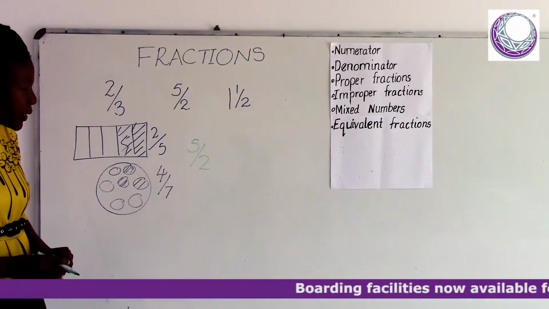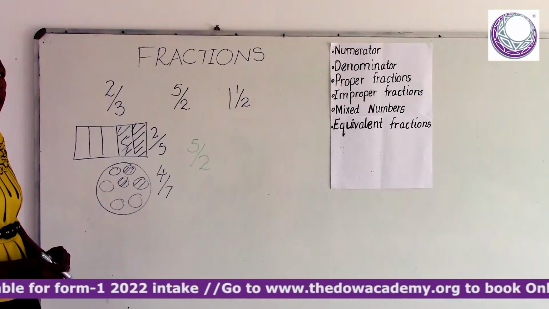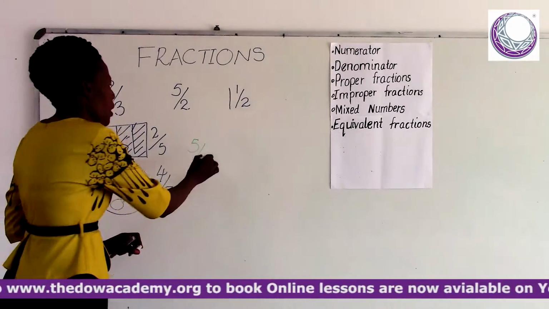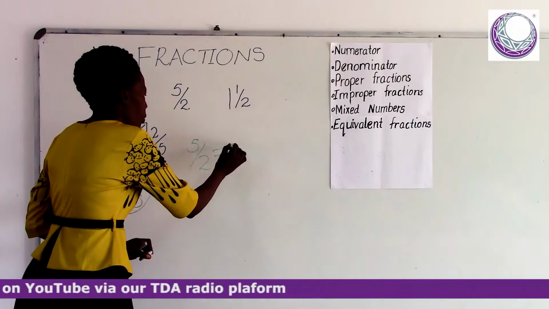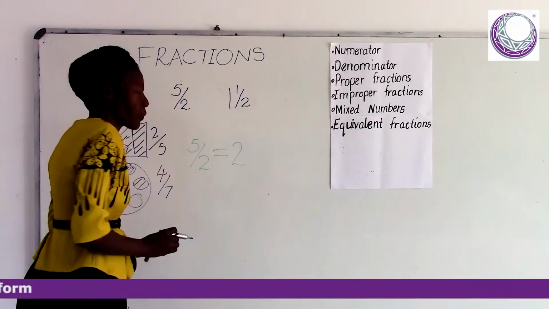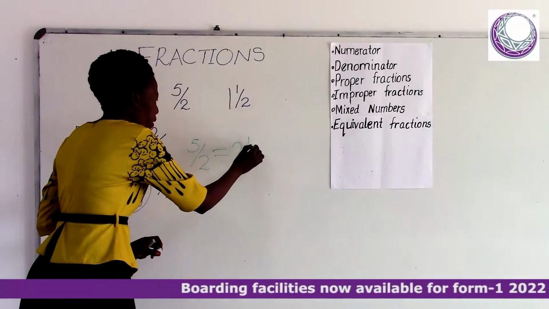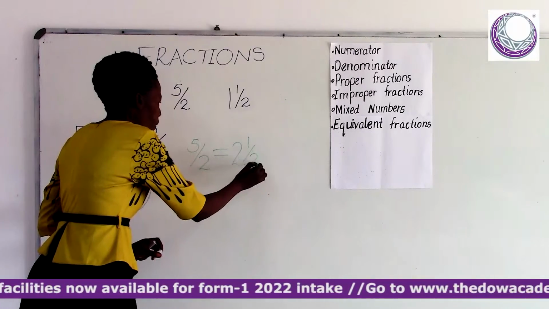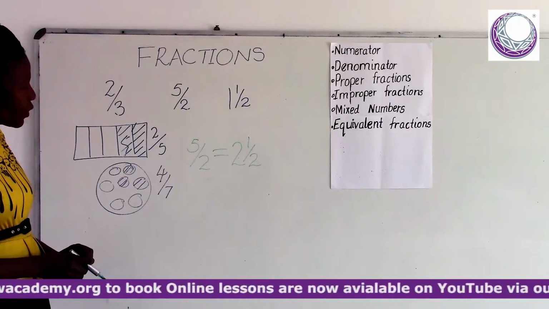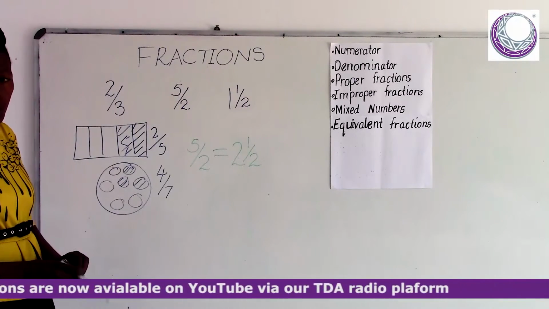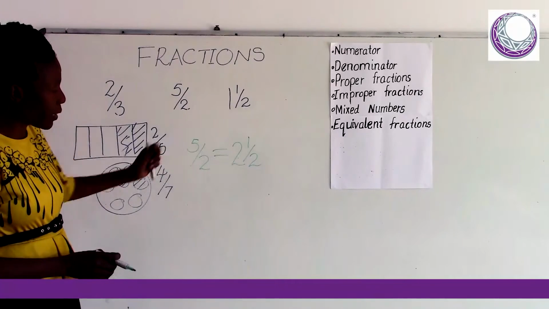What are the steps? We are going to divide the numerator by the denominator. Now, we can divide. 5 divided by 2, we get 2. Our remainder is 1. And that remainder is expressed out of our denominator. So, we are saying 5 over 2 is equal to 2 and a half. It means here we've got 2 wholes and a half.